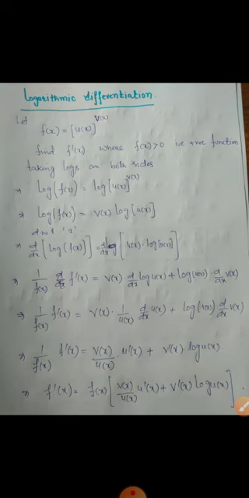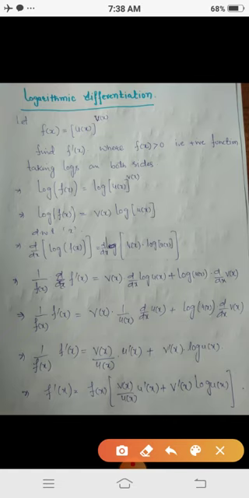Let f of x equal u of x raised to power v of x. This means that this is a function which is a power of two functions. Here we have to find f dash of x, provided f of x is positive, meaning at each and every value of its domain the value of f of x is greater than 0, that is, this is a positive function.